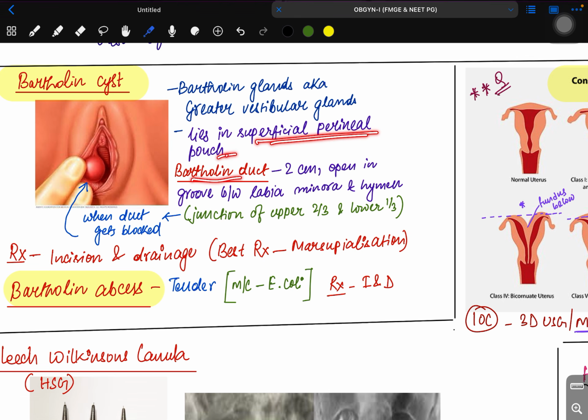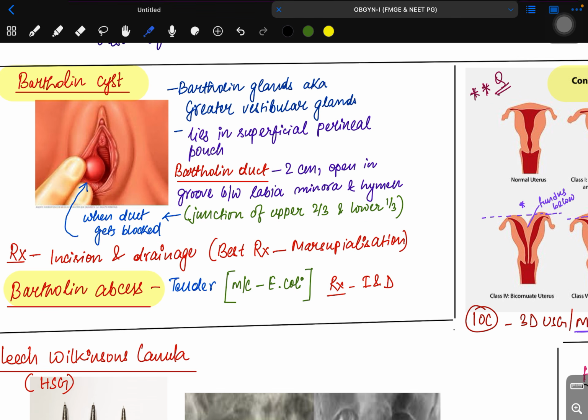Now the Bartholin duct opens 2 cm in the groove between the labia minora and the hymen. You can find it in the image. This is the junction of the upper two-thirds and the lower one-third, and when these ducts get blocked, they will give rise to Bartholin cyst, which you can find in the image.